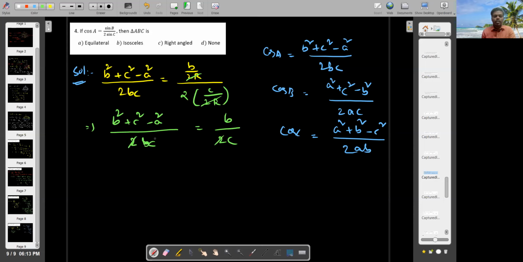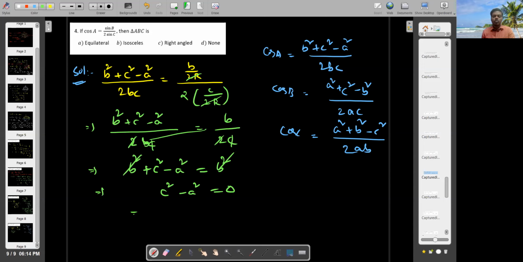So here 2 cancels, c cancels. That implies b square plus c square minus a square equals, if you cross multiply, b into b is b square. Now b square cancels. That implies c square minus a square equal to 0, so c square equal to a square. Therefore, c equal to a. When two sides are equal in a triangle, it is called an isosceles triangle. So option B is the correct answer.